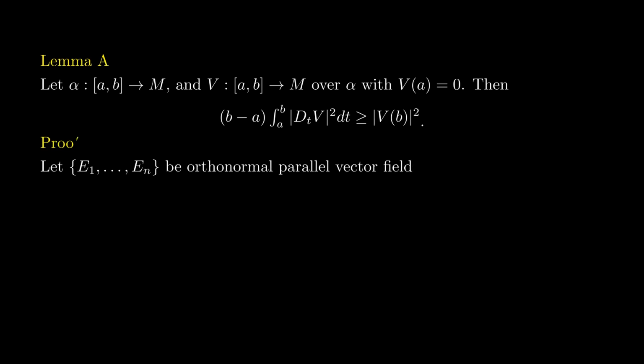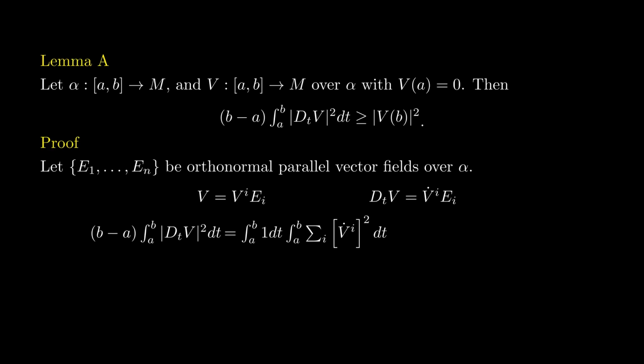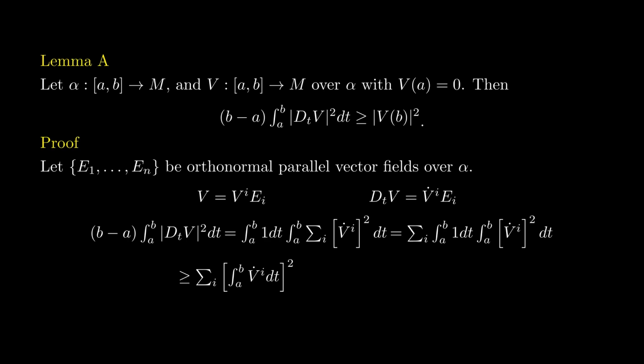Let E1, E2, E3 be a basis of orthonormal vector fields along alpha. When we write v in this basis, the coefficients of the covariant derivative of v are just the derivatives of the coefficients of v. Then we rewrite v(b) minus v(a) as the integral of 1 times D_t v, and the length of D_t v squared as the sum of the squares of its coefficients. We pull the sum out of the integral and apply the Cauchy-Schwarz inequality. By the fundamental theorem of calculus, this is nothing more than the length squared of v at time b.